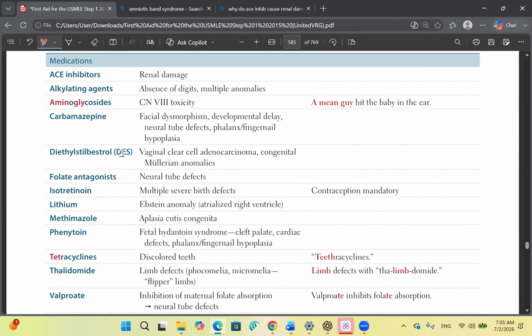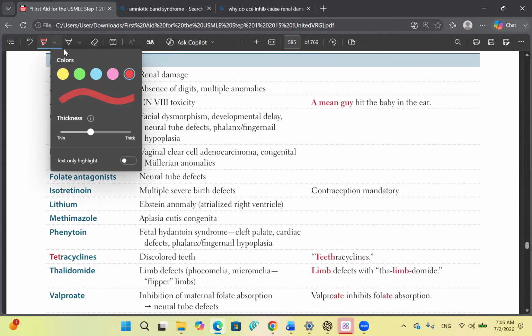DES is very important. It causes vaginal clear cell carcinoma while in development, and it will also be important to mention it in Mendelian anomalies, which we'll discuss further. Then we have folate antagonists. All of us know it causes neural tube defects. Isotretinoin: multiple malformations, and contraception is mandatory with isotretinoin. Lithium: Ebstein anomaly, atrialized right ventricle. So Ebstein anomaly is when there is atrialization of the right ventricle, and the whole of the right ventricle essentially becomes an atrium. That's called the Ebstein anomaly.